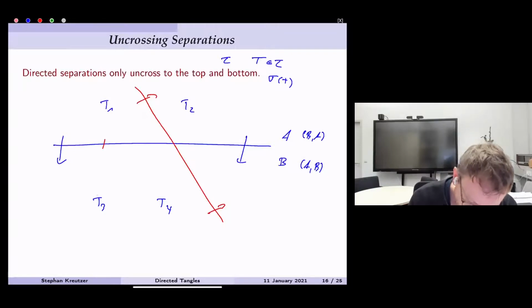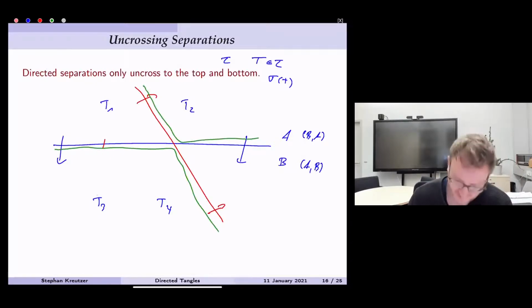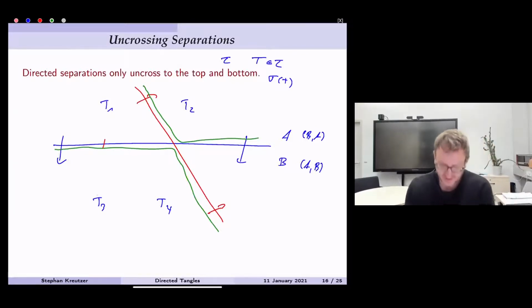And if these were undirected graphs and undirected separations, we could uncross. Yeah, we could just say, okay, well then you take this corner and this corner, and that would be separations separating T2 from everyone else. In the directed setting, it doesn't work.